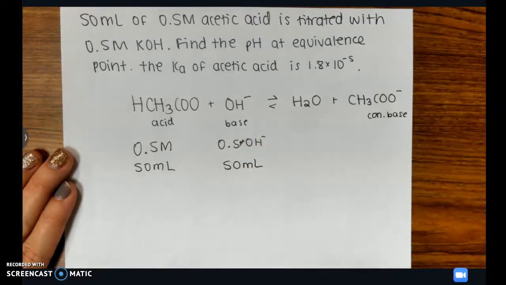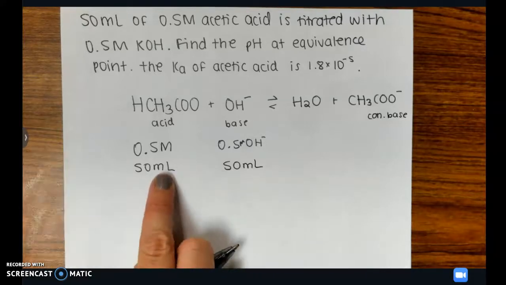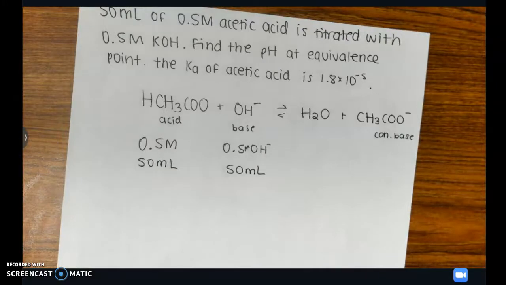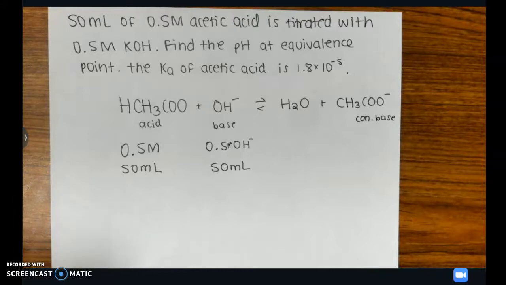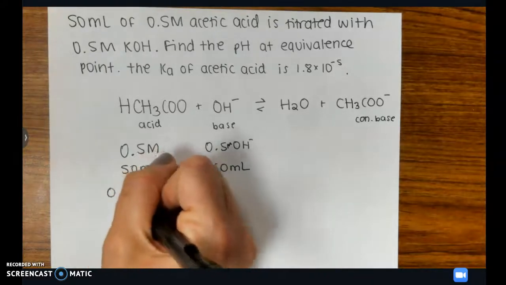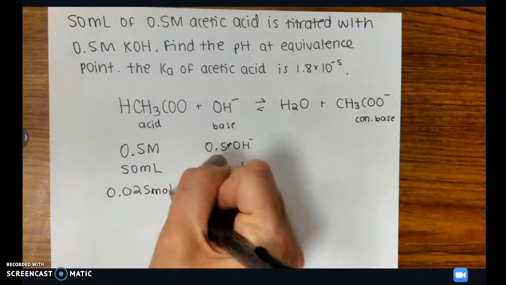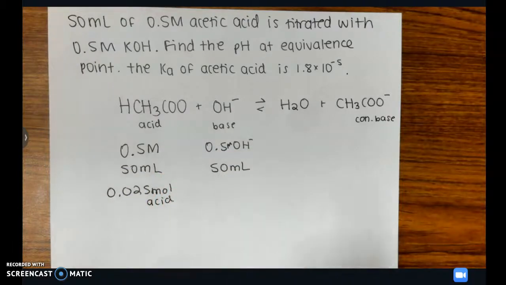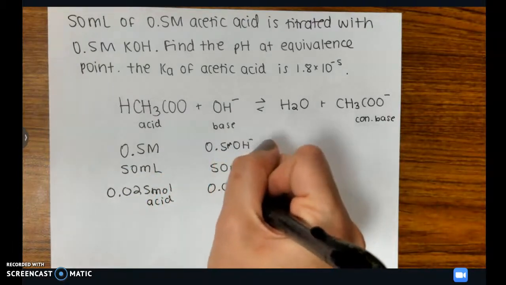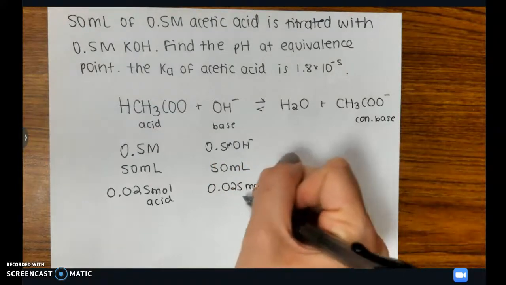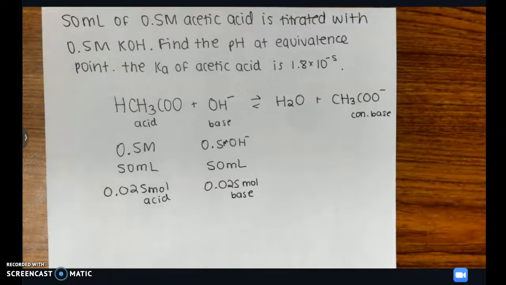If they were not equal molarities, we would need to first figure out moles of acid, and we need to do that anyway. So 0.5 molarity, 50 milliliters, we know our formula is moles over liter equals molarity, so that gives us 0.025 moles of acid, which at equivalence point, moles of acid equal moles of base, so 0.025 moles of base. Boom. Or moles of hydroxide.